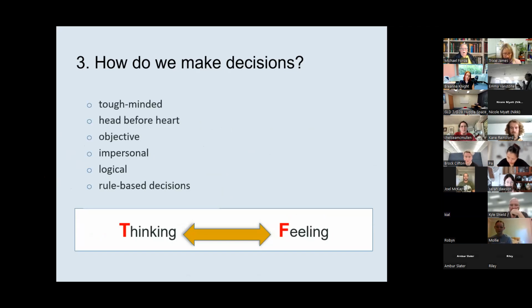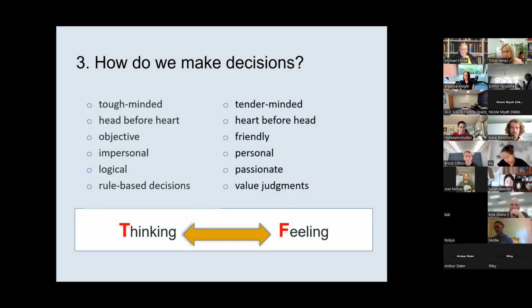Someone who is thinking might be described as a bit tough-minded. You might have heard that saying, use your head before your heart, a bit objective, a bit impersonal, logical, quite rules-based. Whereas someone who's feeling might be a bit of the opposite, more heart before head, a bit more personal, passionate, value-judgment sort of person.